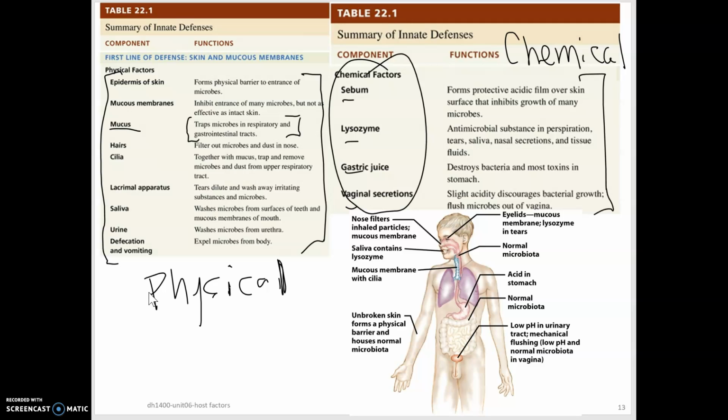So if we take lysozyme for an example, lysozyme is an antimicrobial substance. It's almost like an enzyme, and we can find it in our perspiration, so our sweat, in our tears, in our saliva, nasal secretions, and general tissue fluid, and it basically acts against any microbes that find themselves in those positions. So you guys should understand the list of the chemical factors as well as how they work. Down here, it's kind of a little bit of an explanation showing you different parts of the body and how these physical and these chemical antimicrobial agents would work.